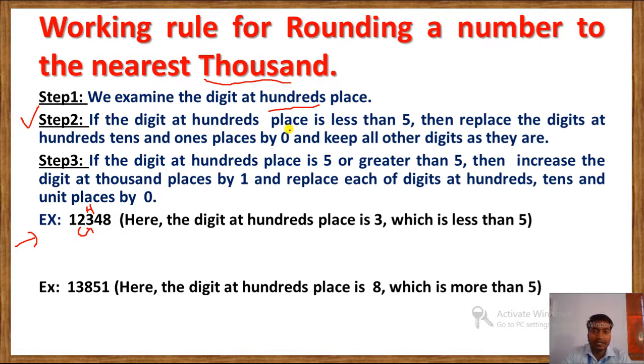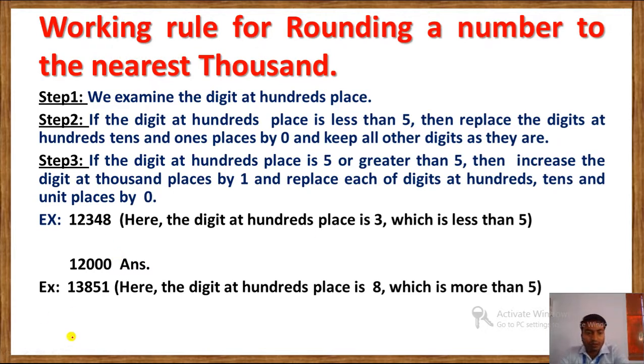If the digit at the hundreds place is less than 5, then replace the digits at the hundreds, tens, and ones place by 0, and keep all other digits as they are. That means 1 and 2 will be the same here. This is the answer. Understood? Now see another example.